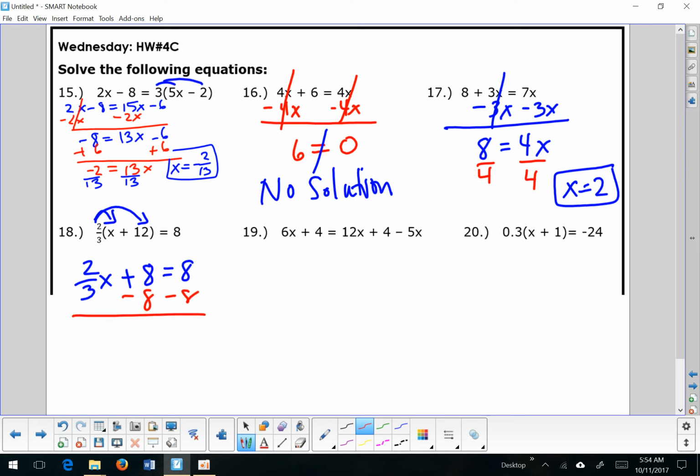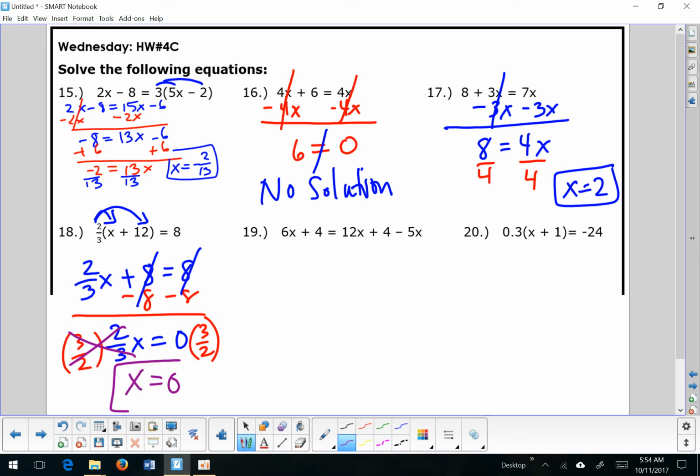Simple two-step problem here. 2/3 x is equal to 0. That can happen, right? That can happen. 2 cancellations on both sides gives you a 0. And now my coefficient is a fraction, so I need to multiply by the reciprocal. But the good news is, even though I had to flip that fraction over, which can be tough, when I'm finished, anytime you multiply something by 0, the answer is always 0.